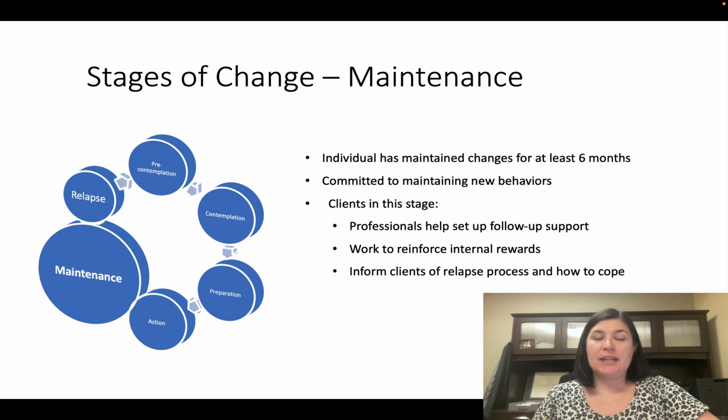In this stage, the individual has maintained their change for about 6 months or more, sometimes up to 5 years. The individual is committed to their new behaviors like abstinence. Typically, the professionals might move towards terminating their treatment services with this client, but giving them resources for anything they may need if relapse or triggers occur. The client is now working towards their own internal rewards for maintaining this change.